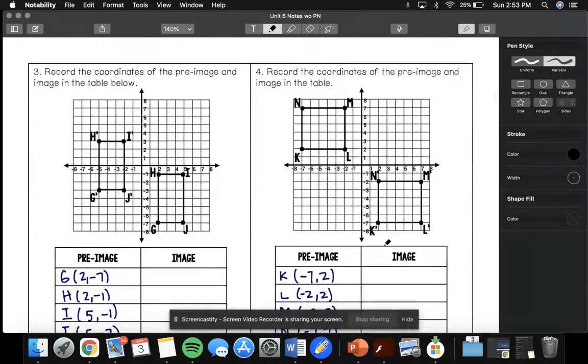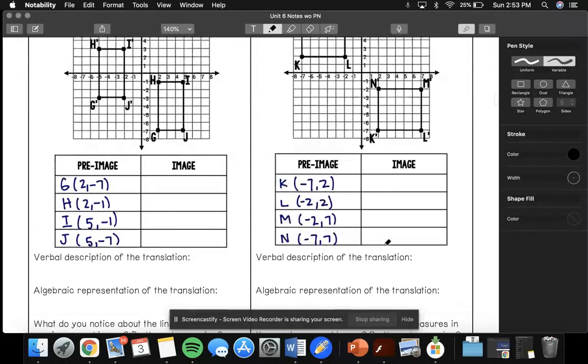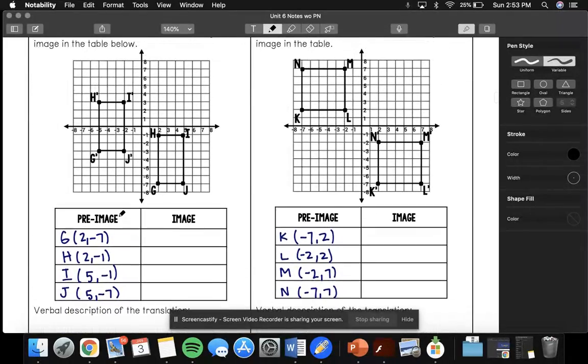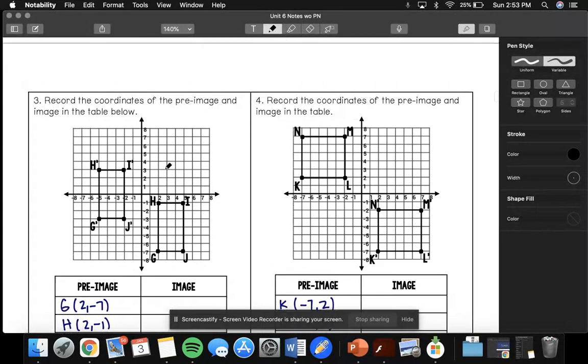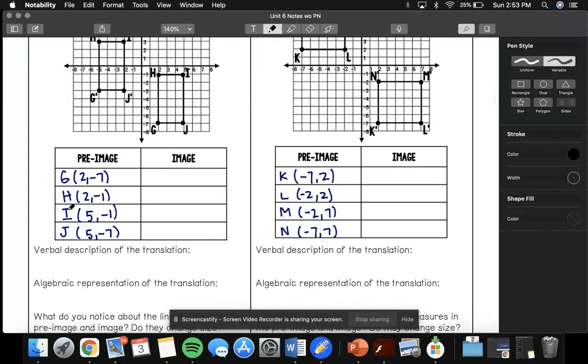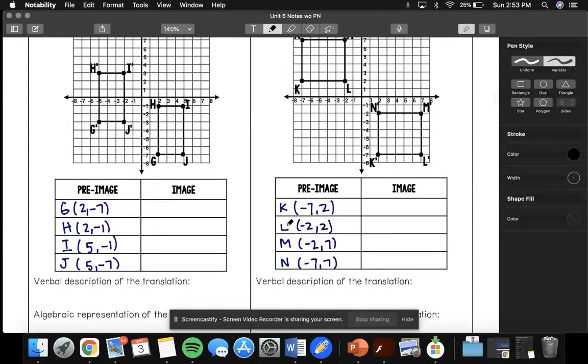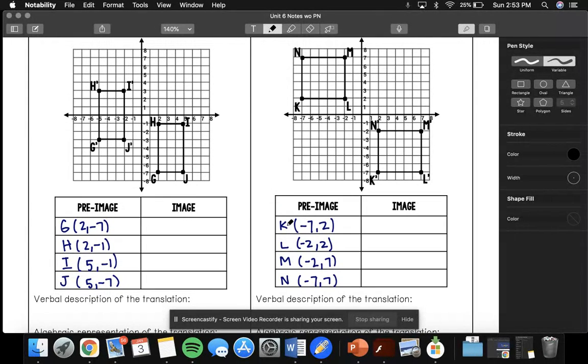All right, let's go ahead and go to page 4. Okay, for numbers 3 and 4, again, I also wrote the coordinates for the original ones. I wrote GHIJ, KLMN. So just take a second and write those coordinates down, so it'll be a little bit less work for you.